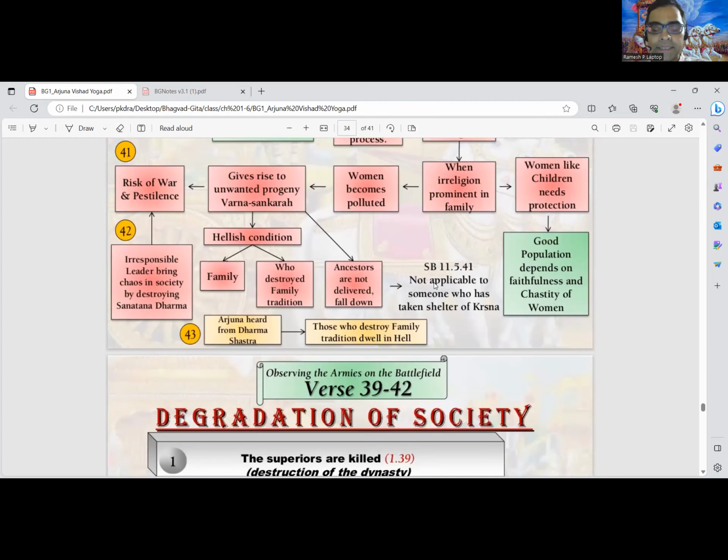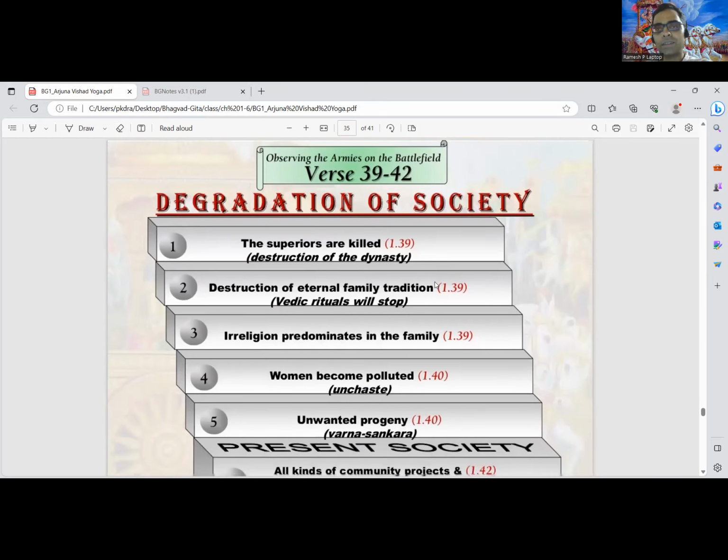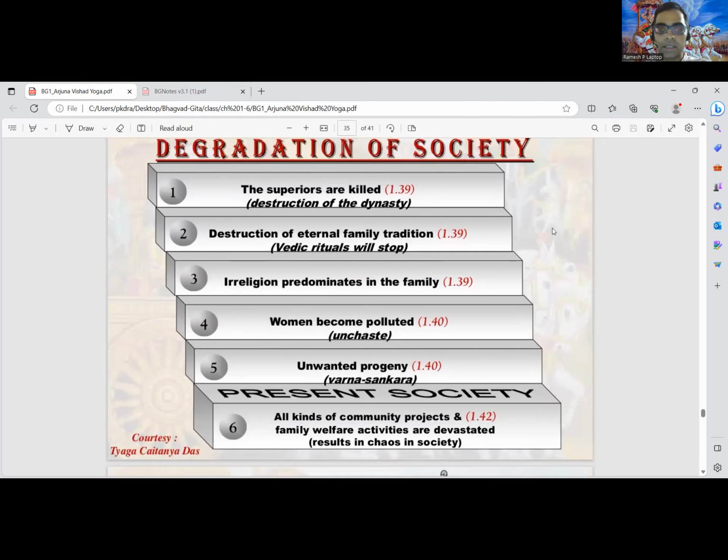So this is a brief of the verses from 39 to 42, right? How the degradation of the society happens. This is given in a diagram, in a pictorial format, wherein the superiors would be killed, and then there will be destruction of the dynasty, irreligion will predominate, women will become unchaste, unwanted progeny, Varna Shankara, and all these things, right? Which we spoke about. So he had all these things.